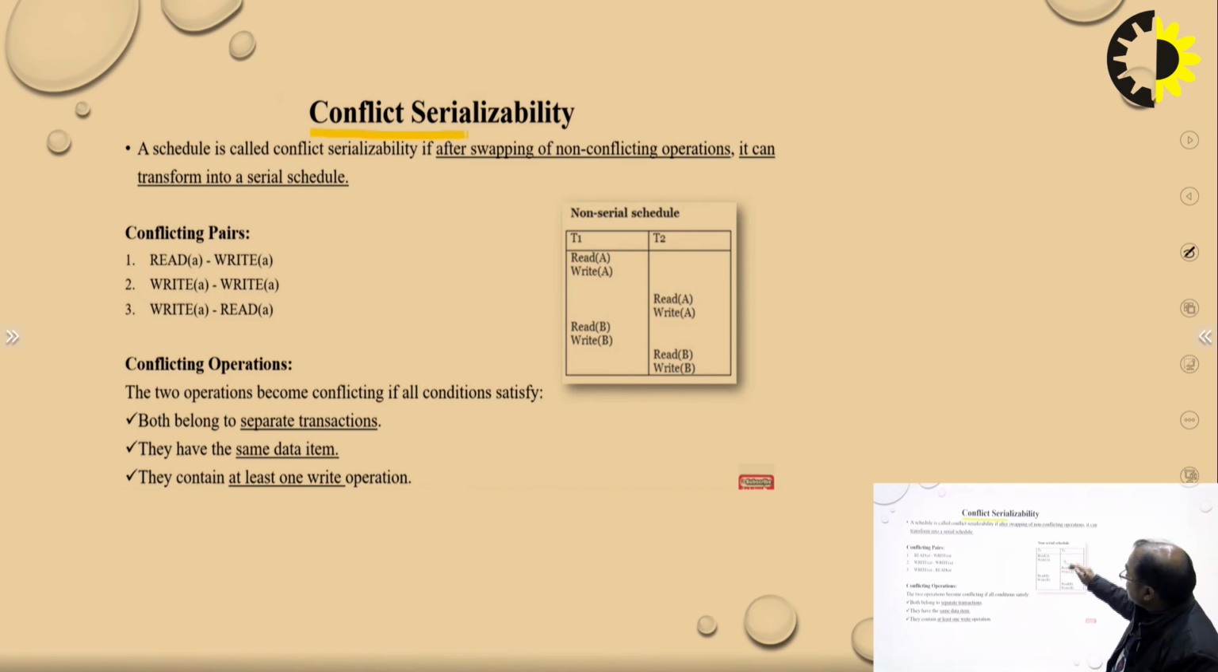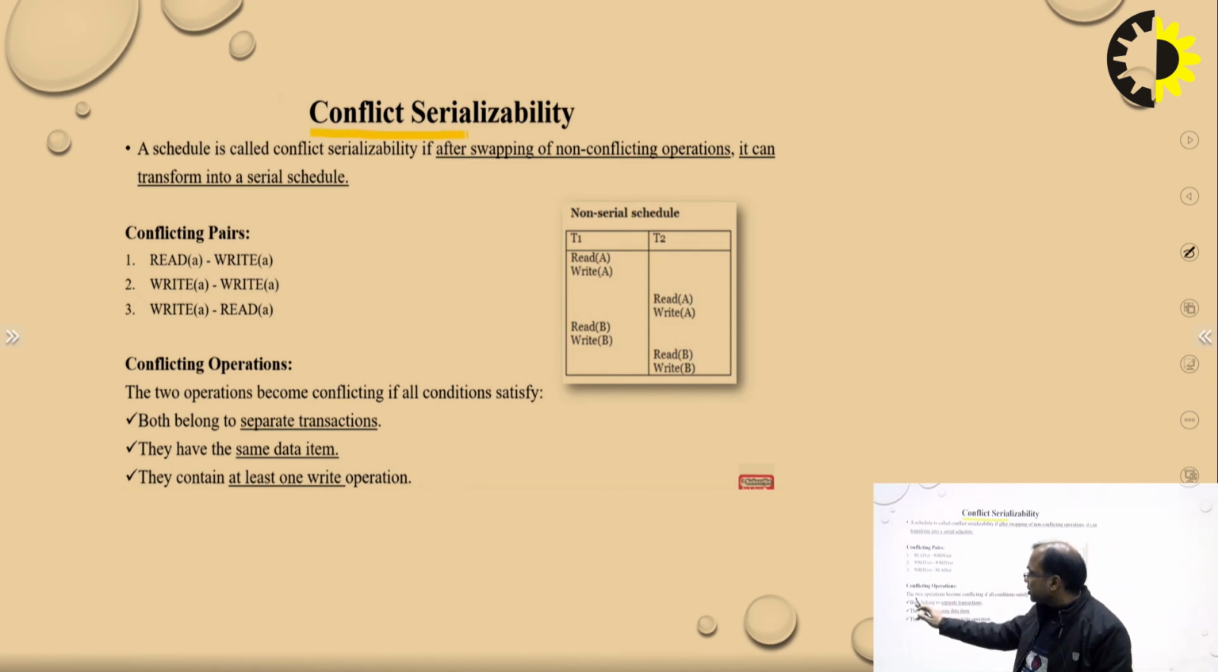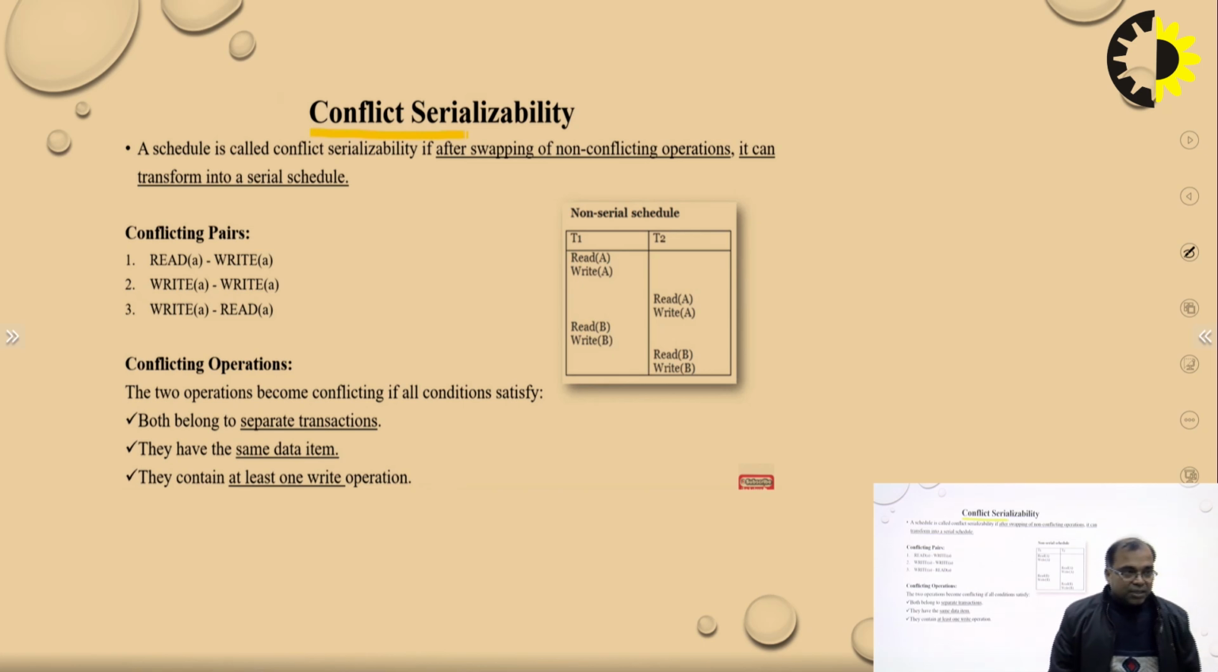In this schedule we have transactions T1 and T2. T1 reads A, writes A, T2 reads A, writes A, T1 reads B, writes B, T2 reads B and writes B. This is a non-serial schedule, just in a zigzag manner. Now we have to find the conflicting operations. What is a conflicting operation?